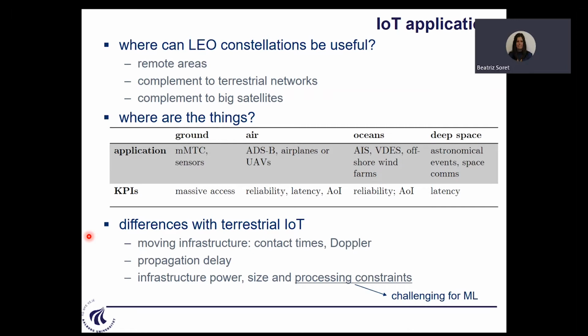And because we are using small satellite technologies in many cases, not in all constellations, but the ones that I have been looking at, there are constraints. There are constraints in the infrastructure power, in the size, and in the processing. The last one, the processing constraints, can also represent a challenge if you want to implement any kind of machine learning in very limited and cheap satellites.